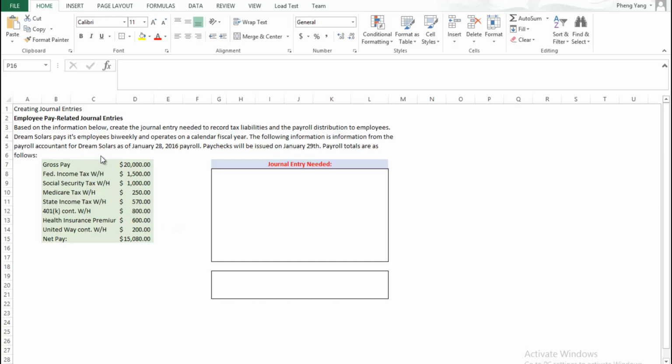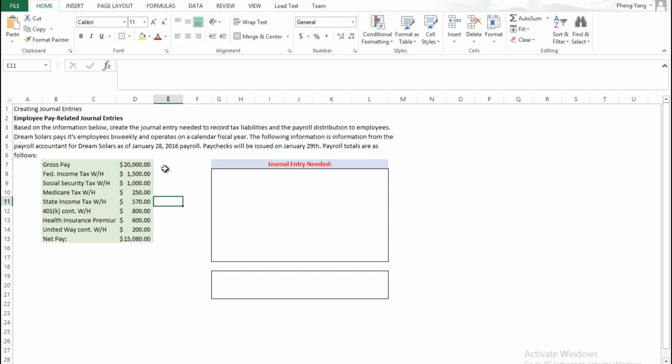Based on the information below, create the journal entry needed to record tax liabilities and the payroll distribution to employees. Dream Solar pays its employees bi-weekly and operates in a calendar fiscal year. The following information is from the payroll accountant for Dream Solar's January 28, 2016 payroll.